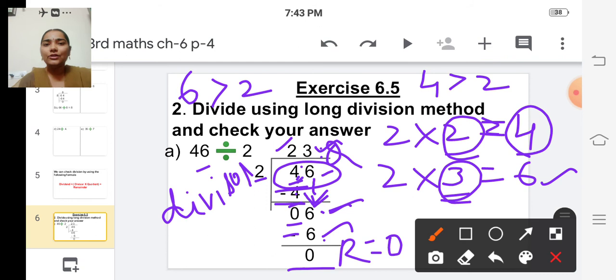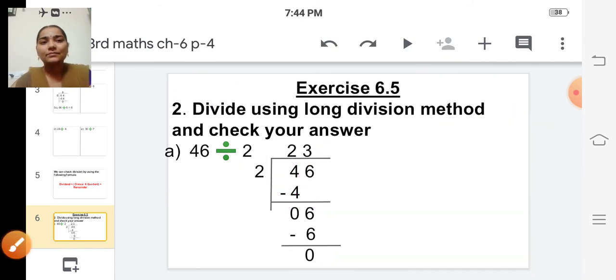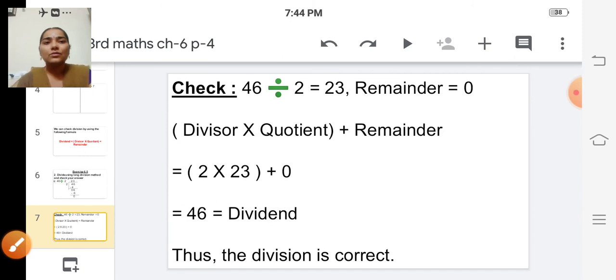Divisor into quotient plus remainder. So we should get the dividend as the answer, isn't it? Then only this division is correct. Shall we check? Yes.